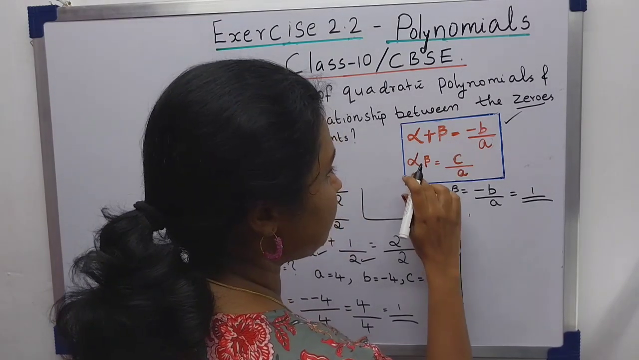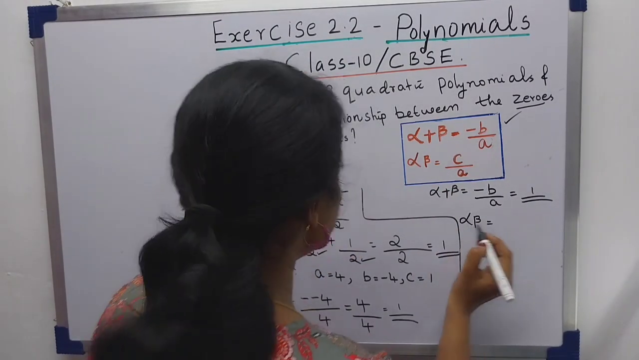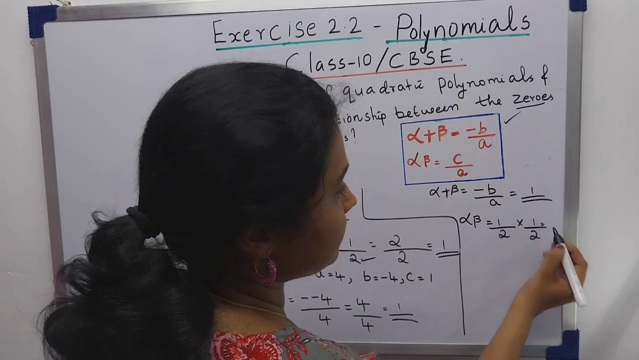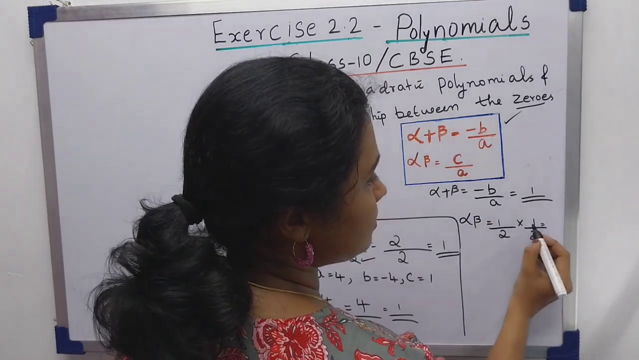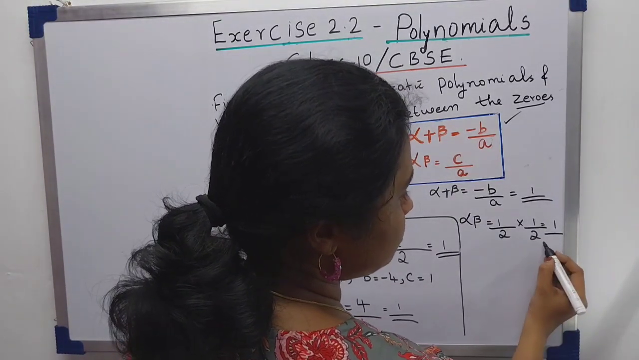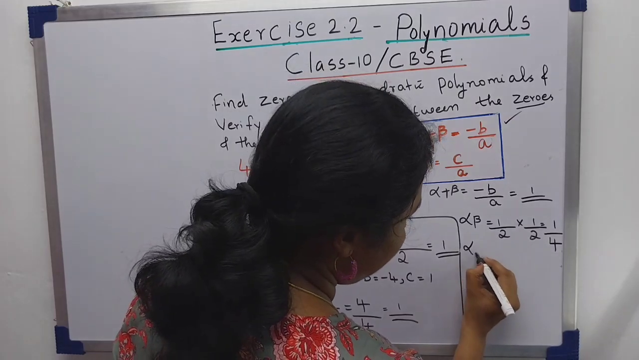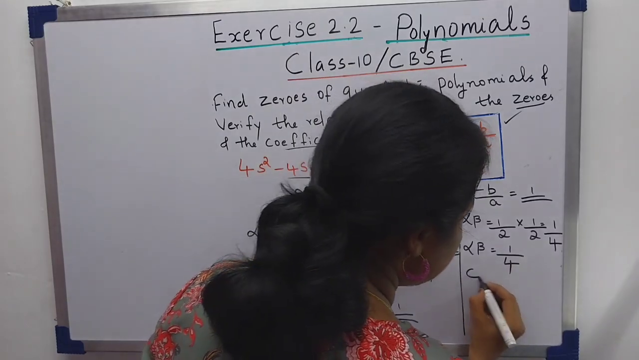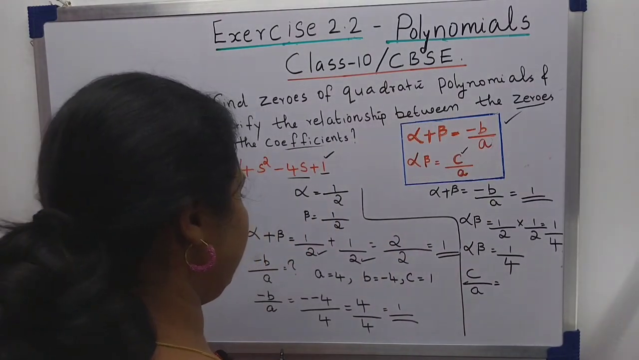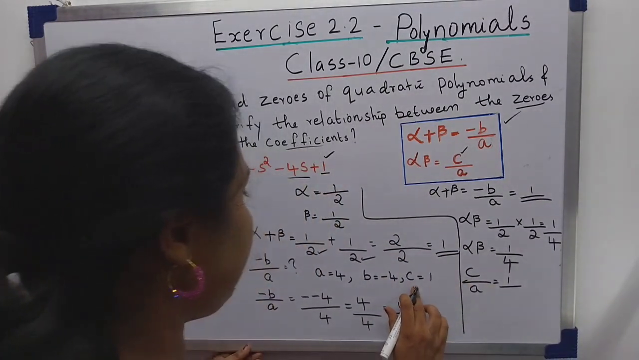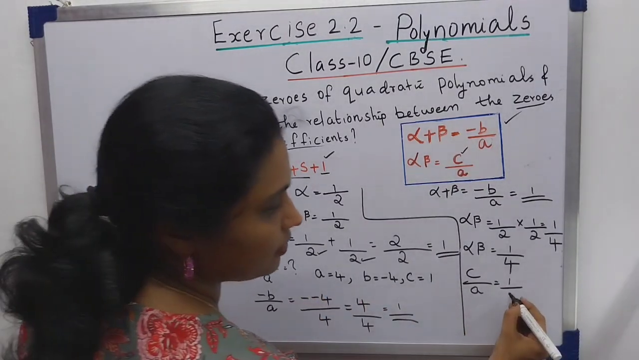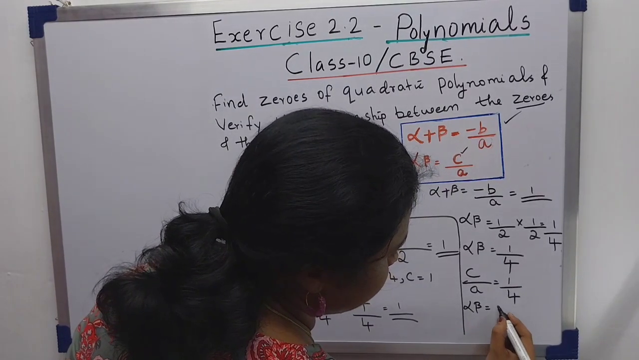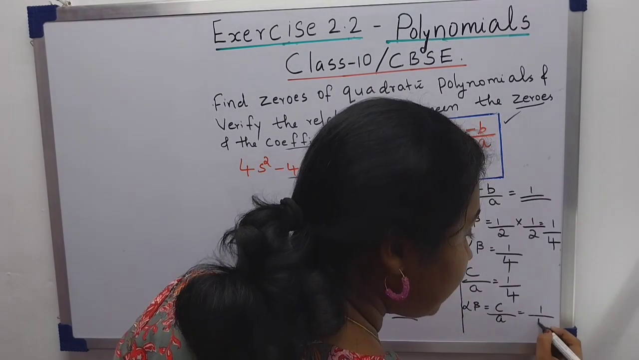So we need to find the value of alpha beta. What is alpha beta? Alpha beta means 1 by 2 into 1 by 2. What is 1 by 2 into 1 by 2? 1 cross 1 is 1, 2 cross 2 is 4. So alpha beta is equivalent to 1 by 4. The condition is c by a. What is c here? c is 1. What is a here? a is 4. So c by a is equivalent to 1 by 4. So alpha beta is equivalent to c by a, which is equivalent to 1 by 4.